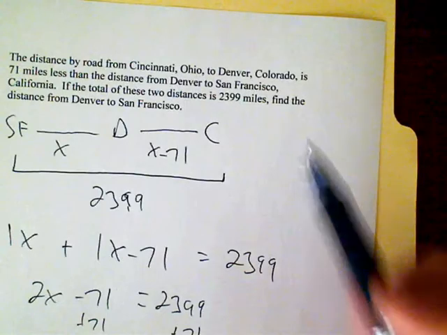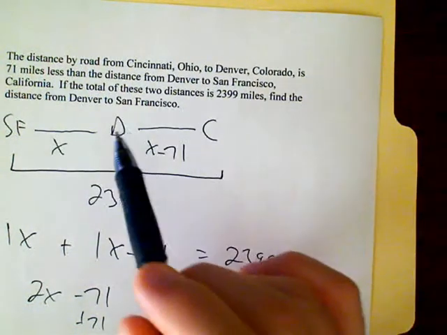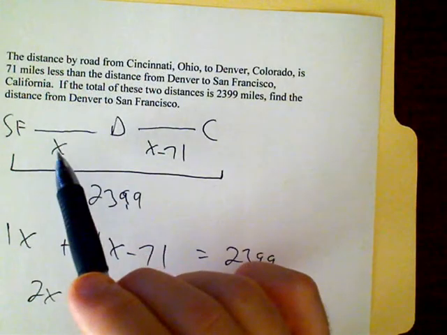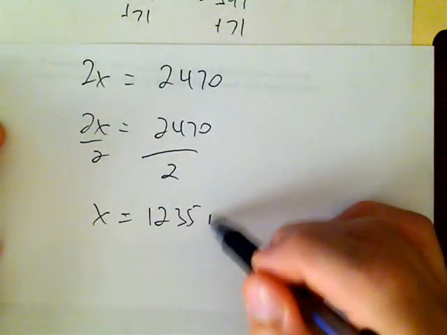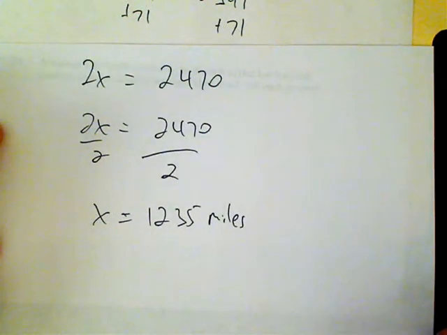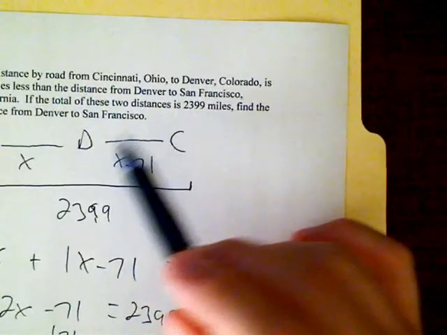Okay. Now we got to go back up here and see what we're trying to find. It says find the distance from Denver to San Francisco. From Denver to San Francisco we said was x. When we solved our equation, we found x. That's our answer. That's the distance from Denver to San Francisco.